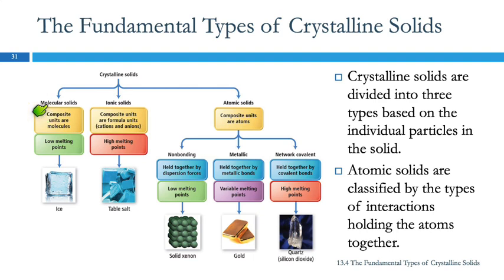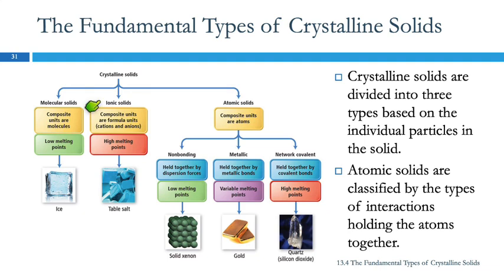If they are molecules, then we have a molecular solid. Molecular solids tend to have low melting points because what's holding the molecules together? Only intermolecular forces. An example of a molecular solid is ice. Ice is individual water molecules held together by hydrogen bonds.